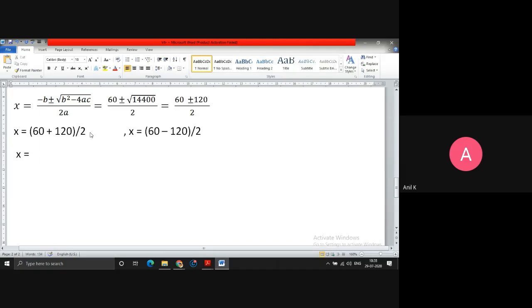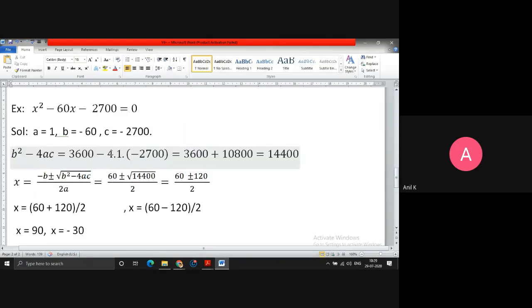So first value of x is 60 plus 120 is 180. 180 upon 2 is 90. Then next value of x is 60 minus 120 is minus 60. Minus 60 upon 2 is minus 30. Okay. See how simply we got it.